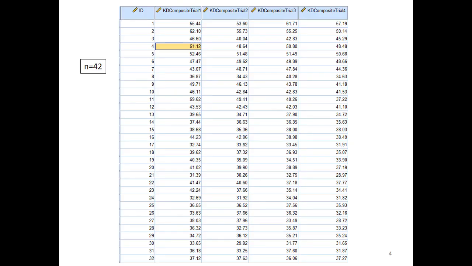For illustration, I'm going to use an analysis we completed recently in which 42 subjects were analyzed using 4 repeated measurements, trial 1, 2, 3, and 4 of the King-Devick test, where the goal is to read a series of letters and numbers as quickly as possible, so the lower the score, the better.